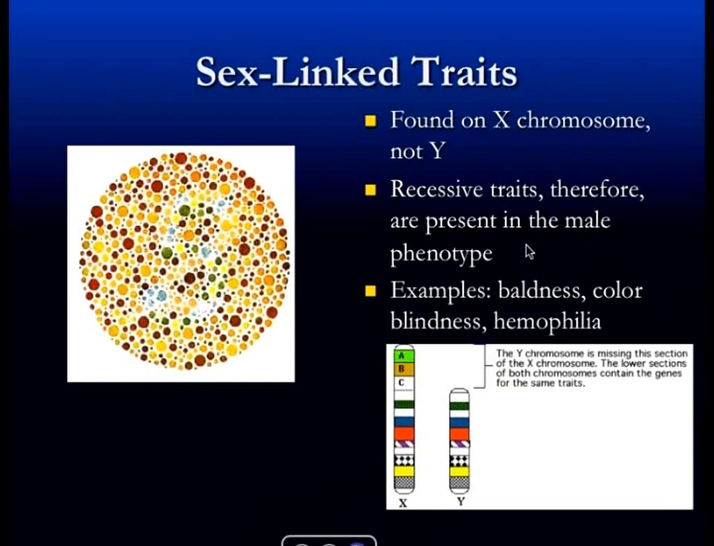Why are males more likely? Because the gene for color blindness is located on the X chromosome, and you only have one copy, so it shows up in your phenotype.